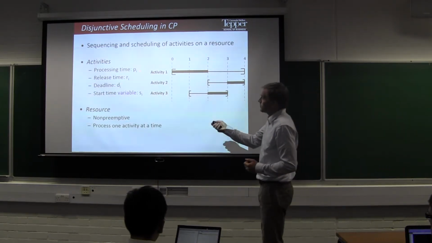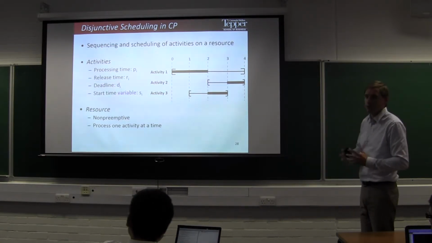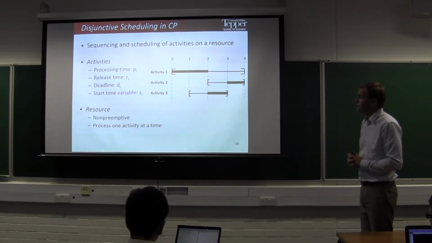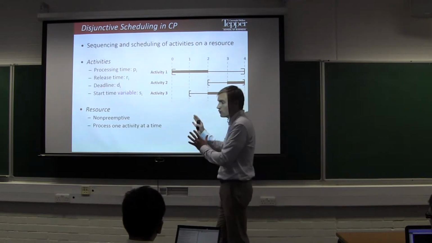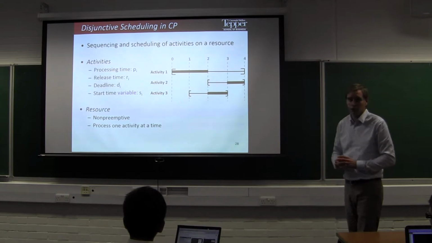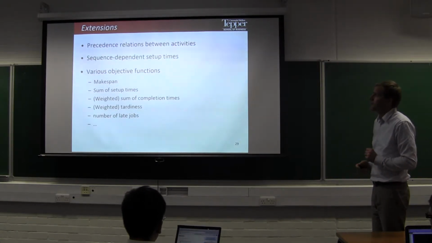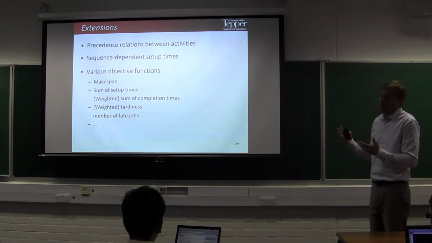Oftentimes, processing times can also be variable. Now, I treat them as fixed, but they may be variable. That's fine. Resources in general can be anything in the constraint-based world. I'm just using here the single machine scheduling column, not reactive, and one activity at a time. So I'm really sequencing these activities over time. Okay. What else can we do here? This is quite a generic framework.